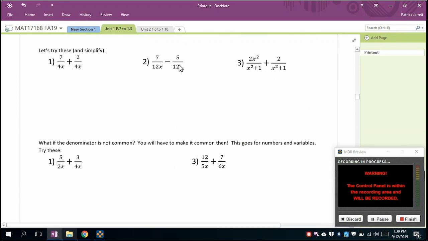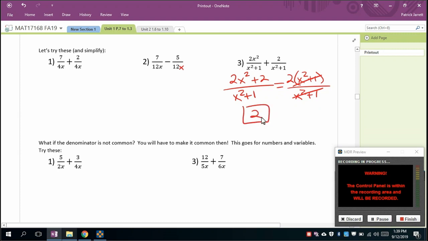Now, sometimes some of this just doesn't carry over. You know, that should be 12x. So for number 3, since our denominator is common, we have 2x squared plus 2 over x squared plus 1. But we can actually factor a 2 out of the numerator, x squared plus 1 over x squared plus 1, and the x squared plus 1s will eliminate each other, leaving us with a final answer of 2.